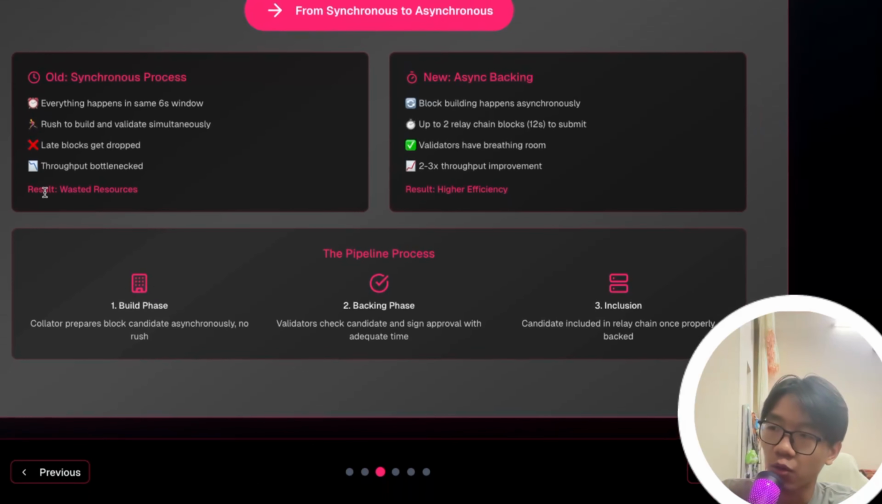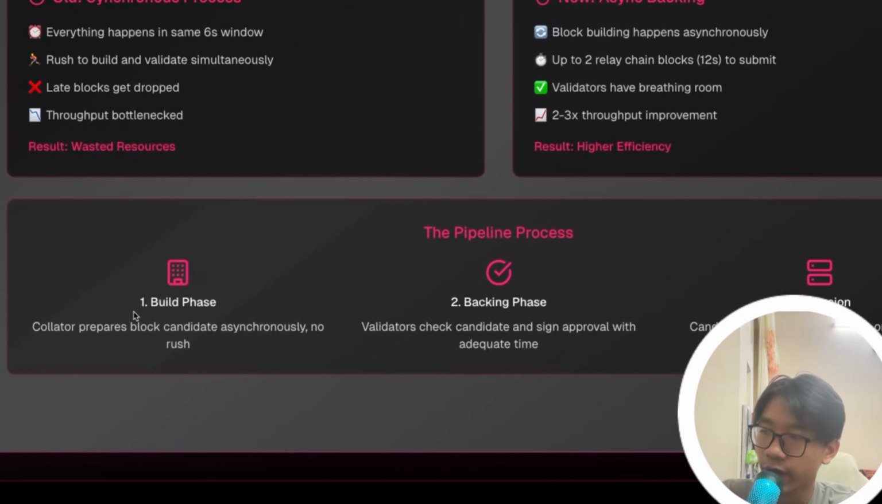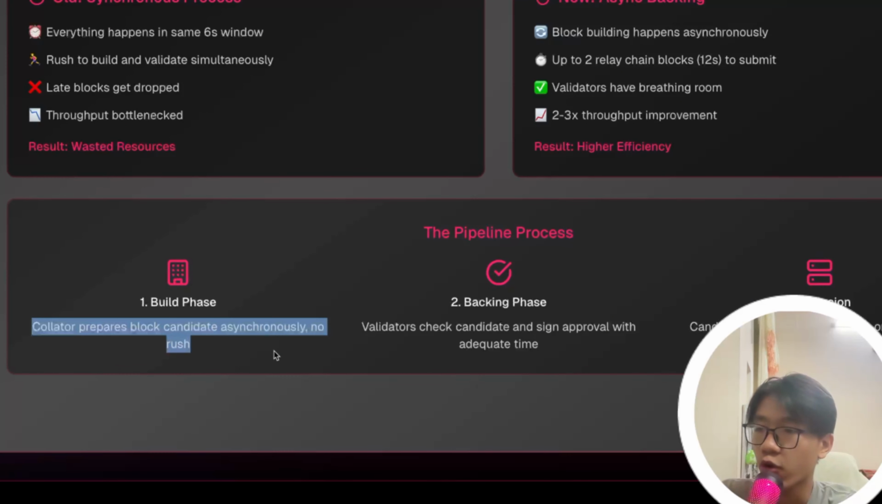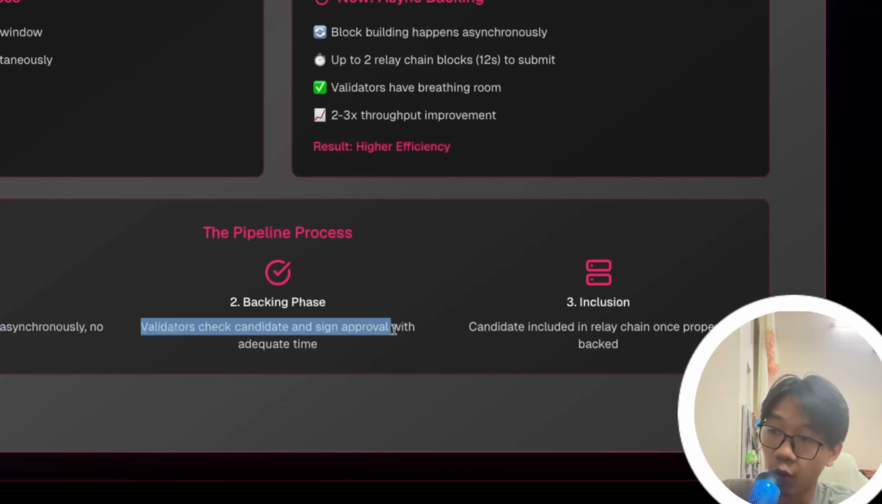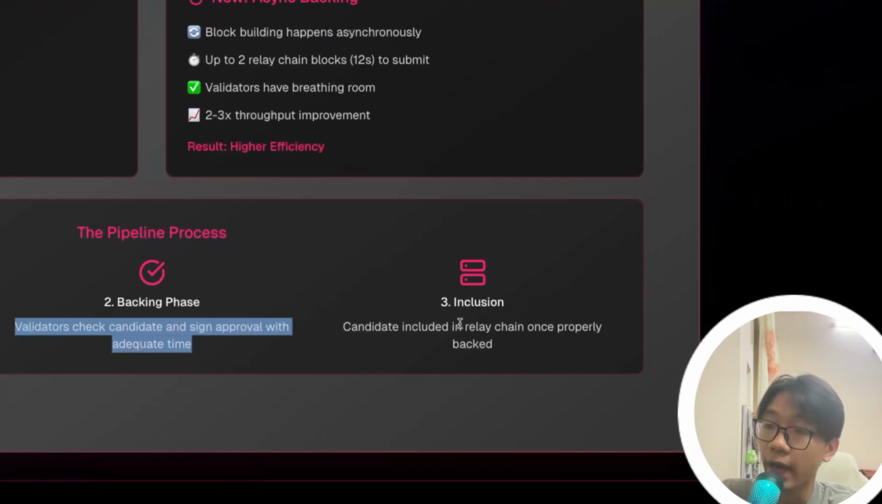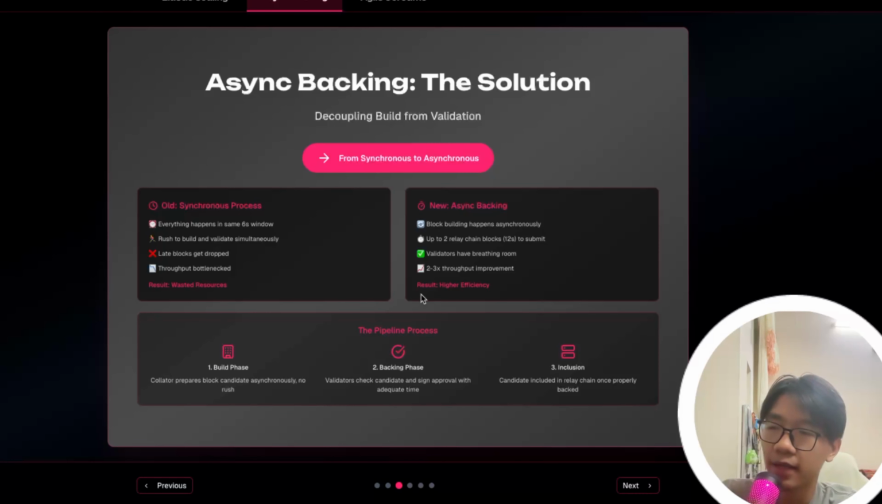The old model wasted resources. So the pipeline process is going to be like this. Build phase: the collator prepares the block candidate asynchronously, no rush. The backing phase: validators check the candidate and sign approval with adequate time. And inclusion: the candidate is included in the relay chain once properly backed. And that's how the asynchronous backing solution works under the hood.